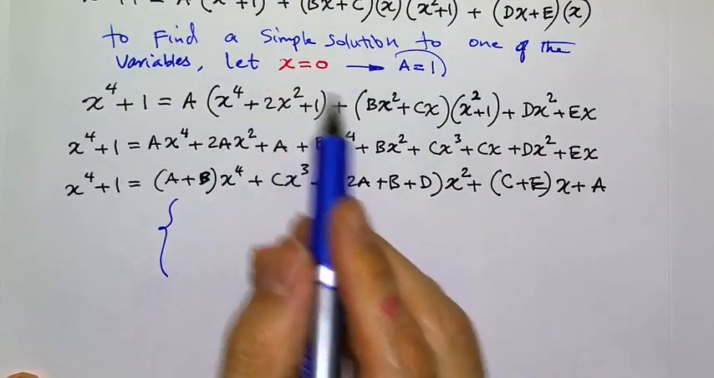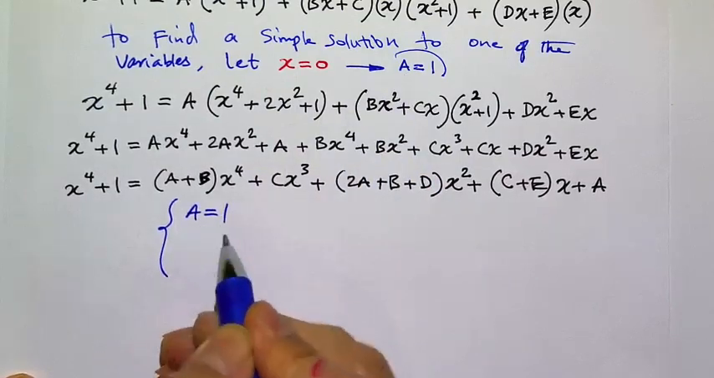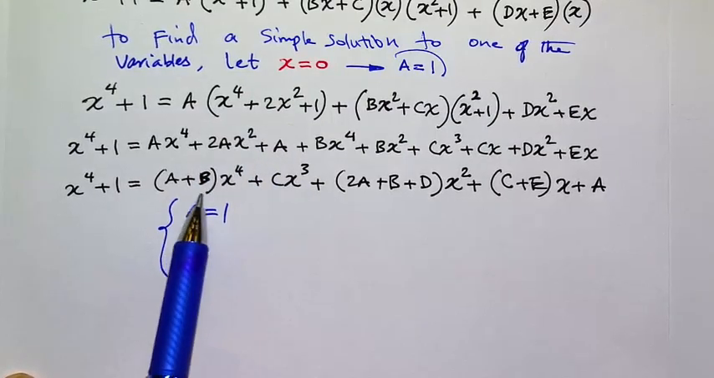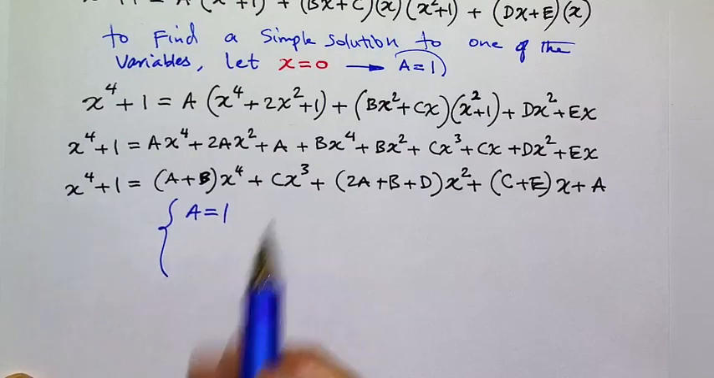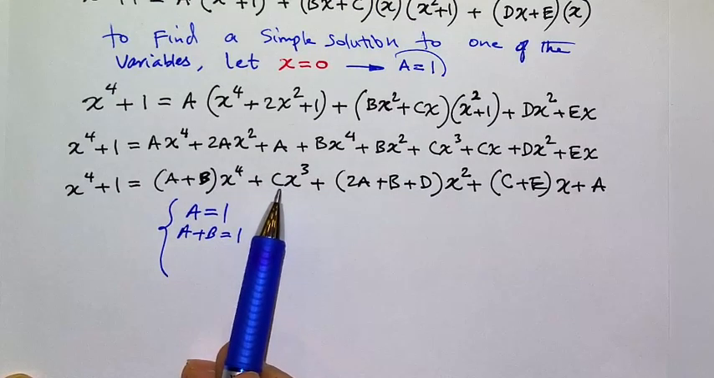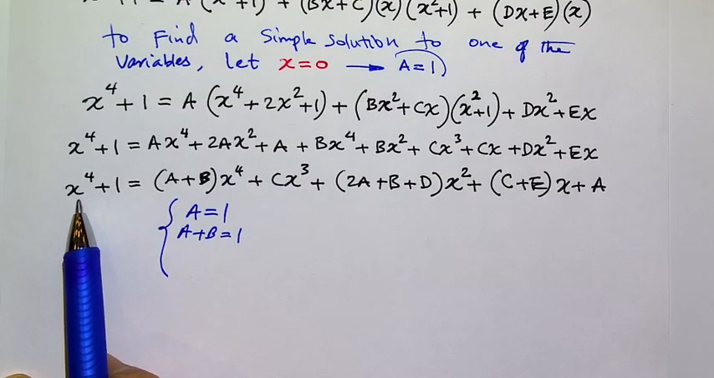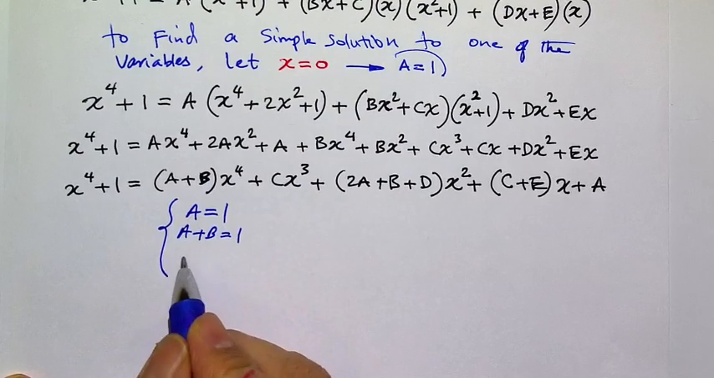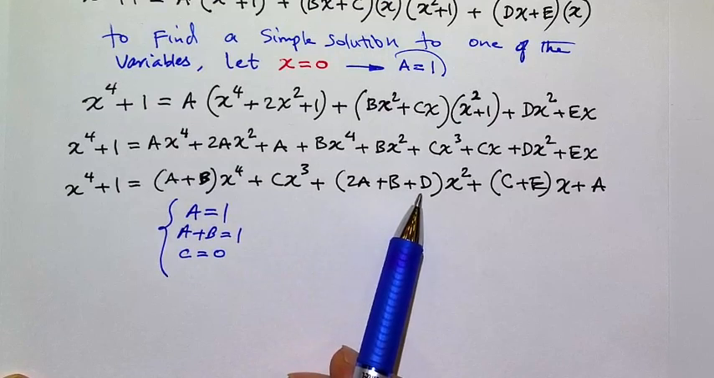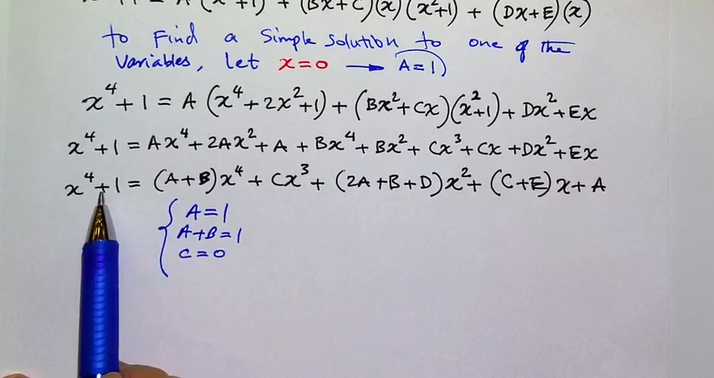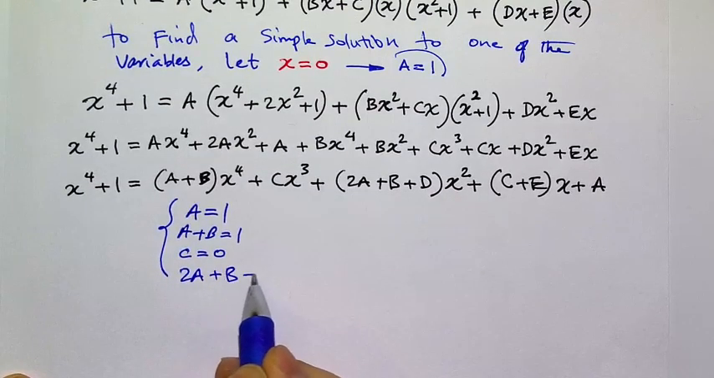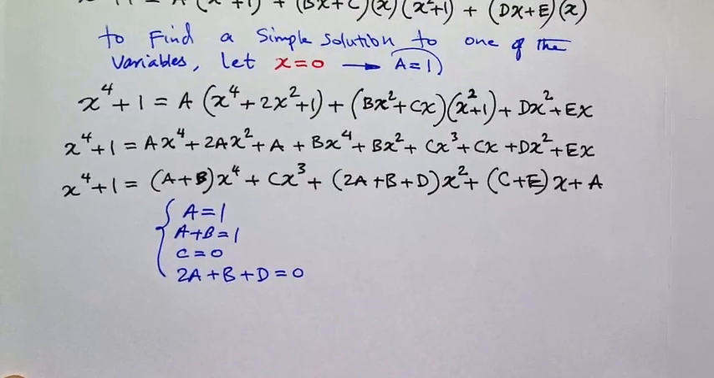Okay, so we already figured out a equals 1. That's nice. So then, looking at this, a plus b should be equal to 1, right? So let me write that down. Then c should be equal to 0 because there is no x cubed term on the left. So c we also know should be equal to 0. Then 2a plus b plus d also should be equal to 0 because we don't have an x squared term on this side, right?